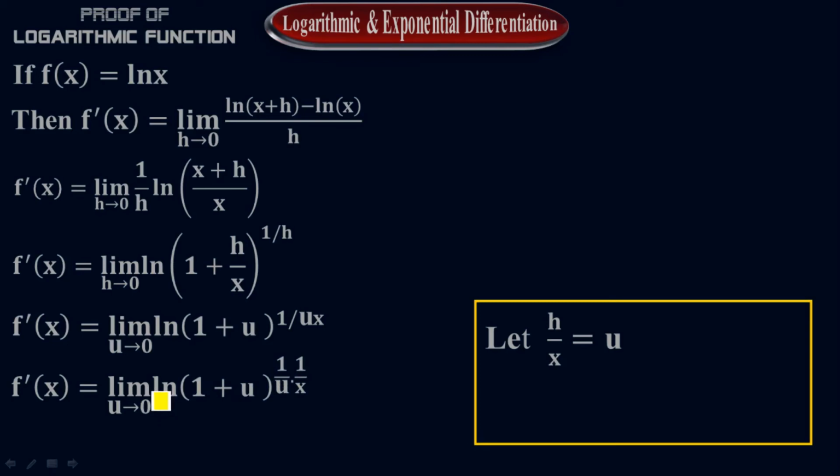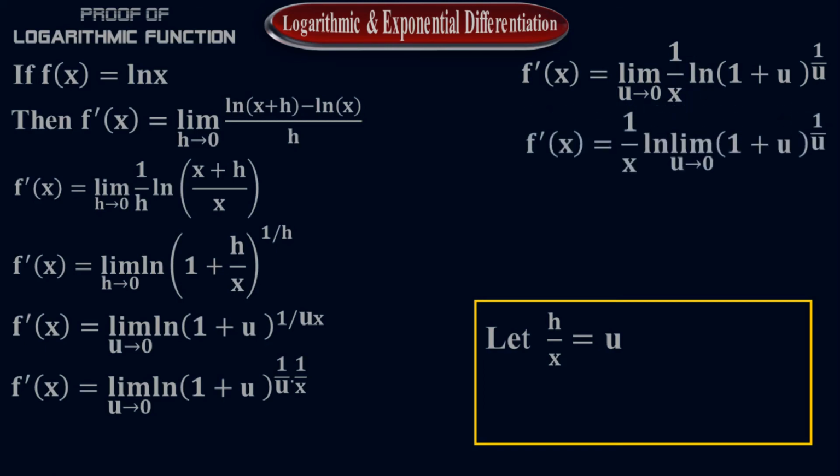There is a rule, if you remember, natural log of a to the b equals b times natural log a. Therefore, I can write f prime of x equals the limit of 1 over x times natural log of (1 plus u) to the whole 1 over u, where u approaches 0. I ignored 1 over u for a moment. I just picked 1 over x and put it there in front of the natural log.